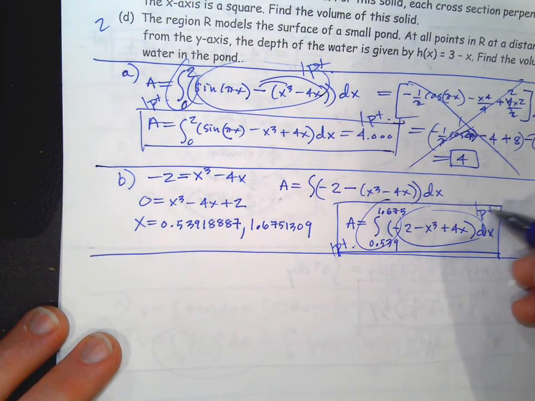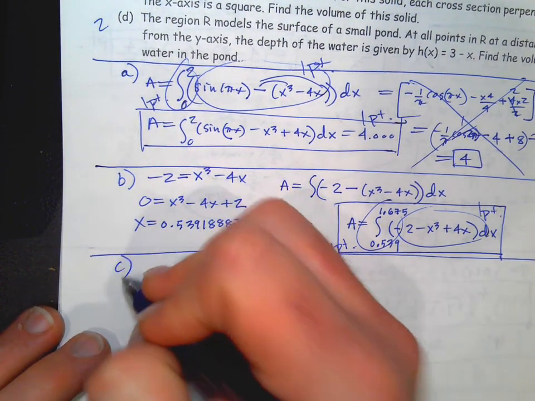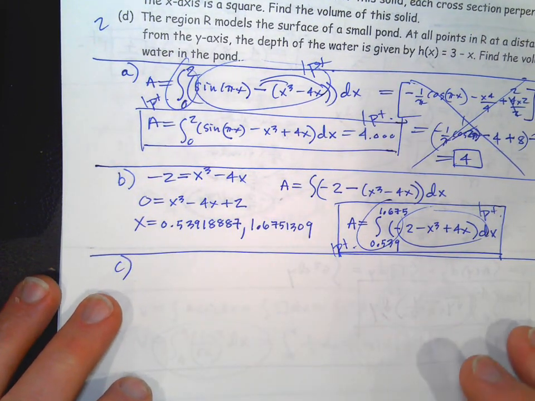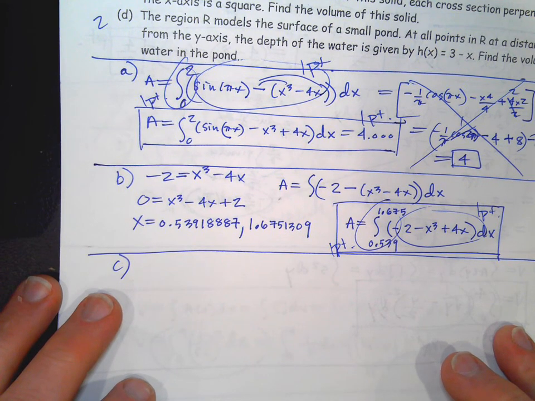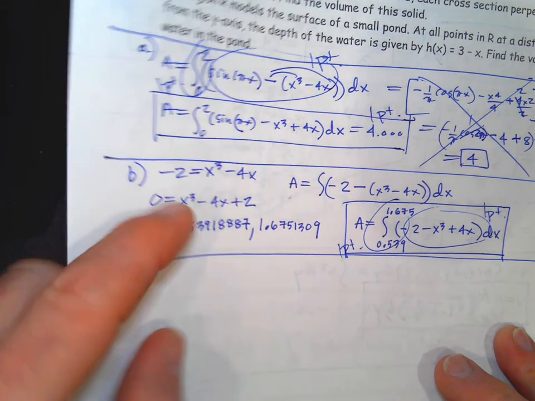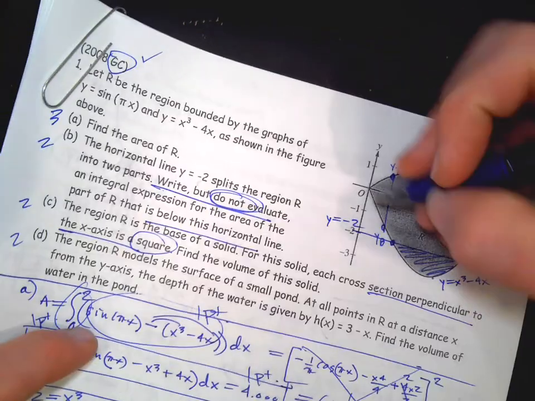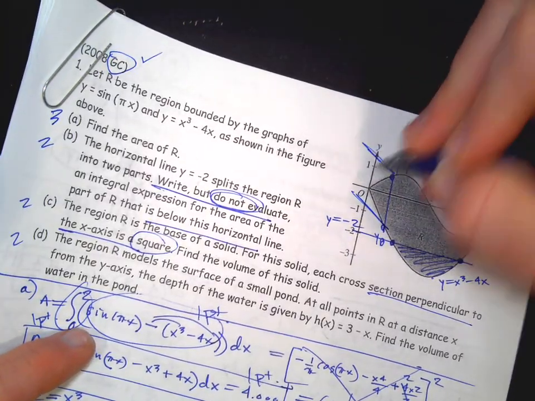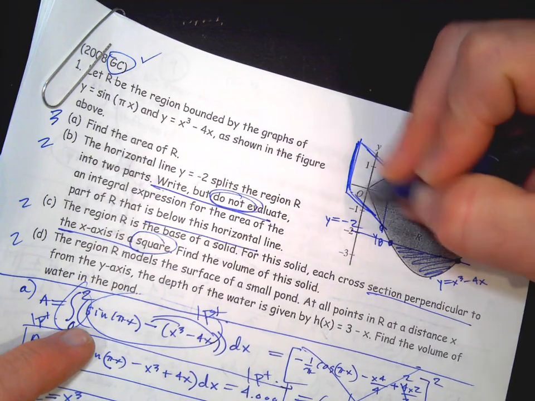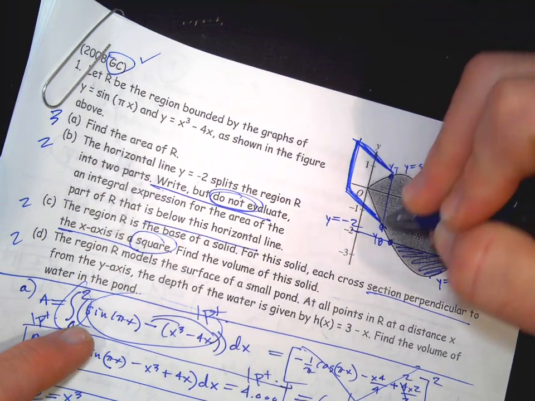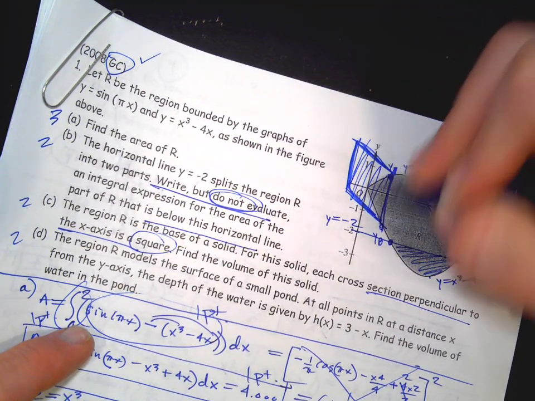what's inside the integral. Okay, part C says the region R is the base of a solid. For this solid, each cross-section perpendicular to the x-axis is a square. So perpendicular to the x-axis, and they're squares. So I'm going to work off of this picture, stuff I already wrote. So I'm going to draw one slice. Okay, it's a square.